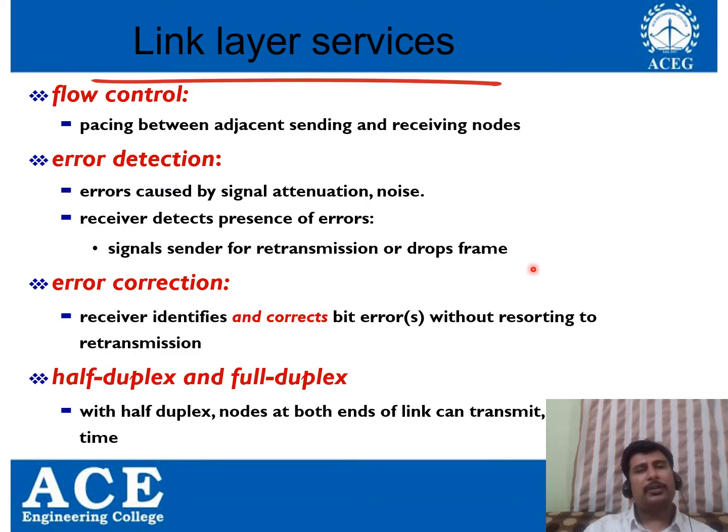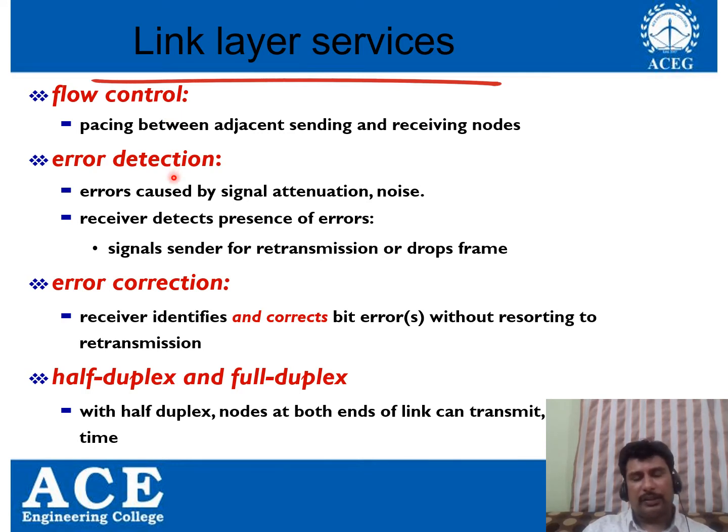The next important function performed by the data link layer is called flow control. As we said, a source may be ready to send a lot of bulk data, but if the receiver is not ready, there will be an overflow of the content. To control that, we have a flow control mechanism.